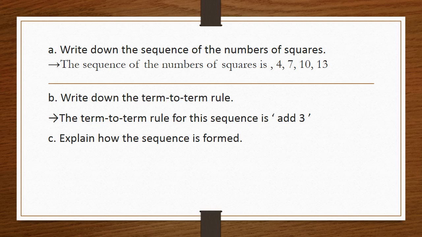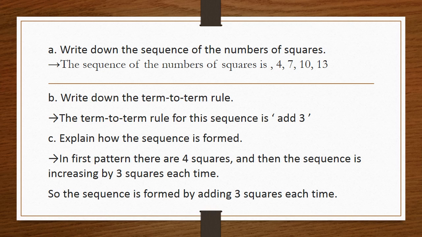Now we have to explain how the sequence is formed. See, in the first pattern there are 4 squares and then the sequence is increasing by 3 squares each time, right? Because our term to term rule is add 3. So if we add 3 to 4, we get 7. So by adding 3 squares each time, the sequence is formed. So this is how the sequence is formed.